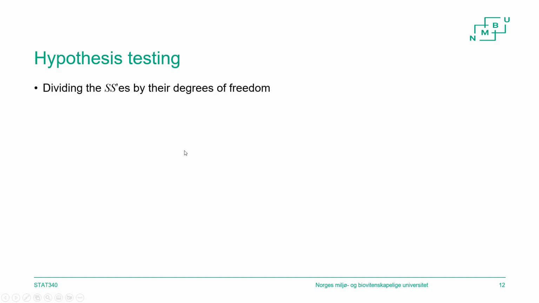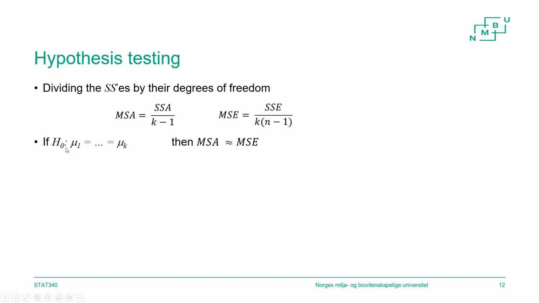And then when we do the hypothesis testing, we divide this sum of squares by the degrees of freedom to get what we call the mean square error for A, SSA here, and the similar mean square error for SSE here. If the null hypothesis is true, then these should be more or less the same. So whether you look at the between level or within level, it shouldn't be any difference.